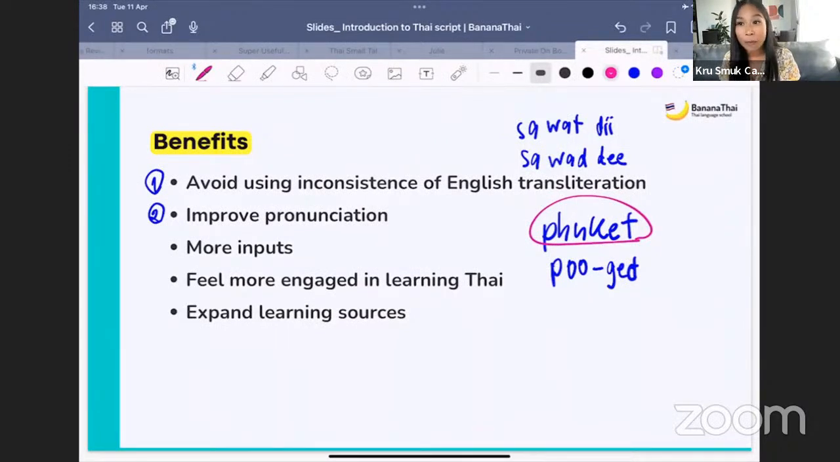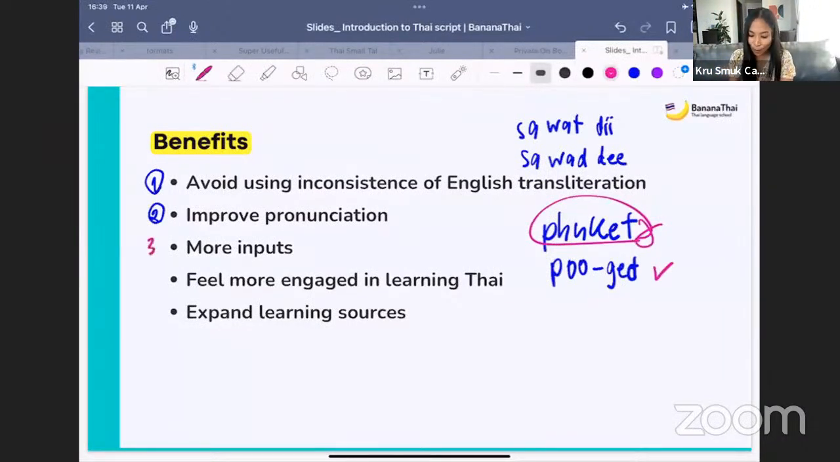That is wrong because you rely on the English letters, plus you also pronounce it according to your original English pronunciation. So that's why this word is not Phuket, it's Phuket. And by learning how to read the letters of Phuket in Thai, you will avoid mispronunciation as well. So surely you will improve pronunciation.